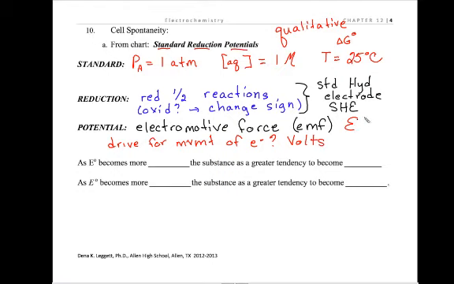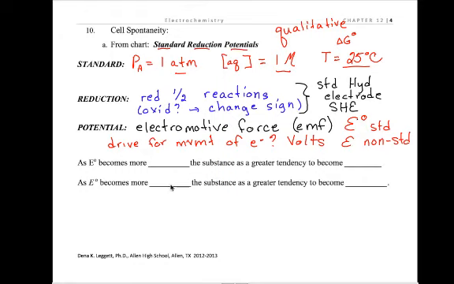And if we have E naught, that means it's standard. If we have E, that will be for non-standard. In other words, maybe not 1 atmosphere or maybe not 1 molar or possibly a temperature other than 25 degrees Celsius, so non-standard.